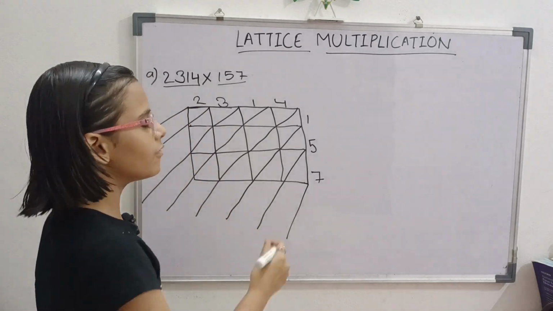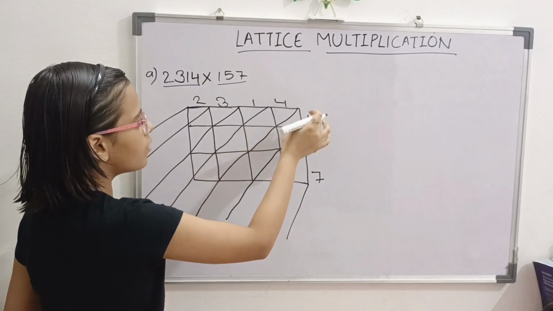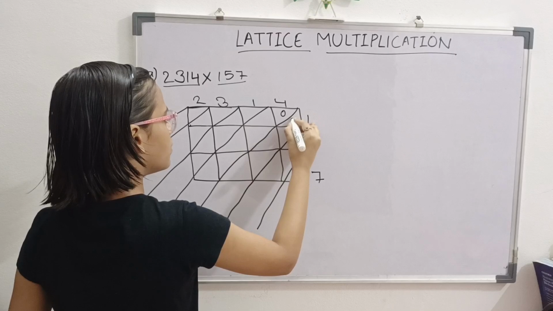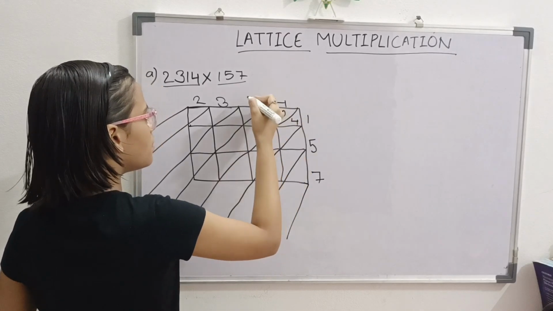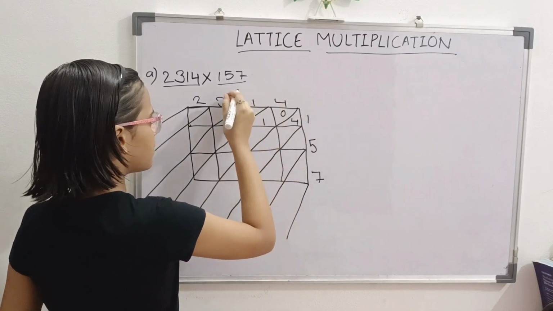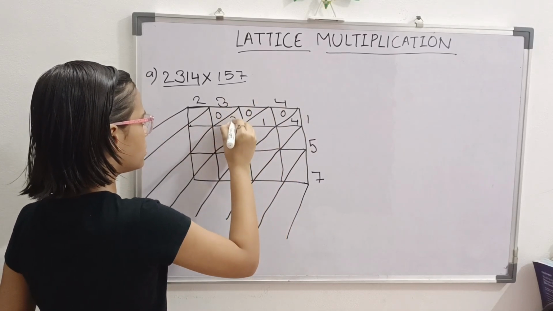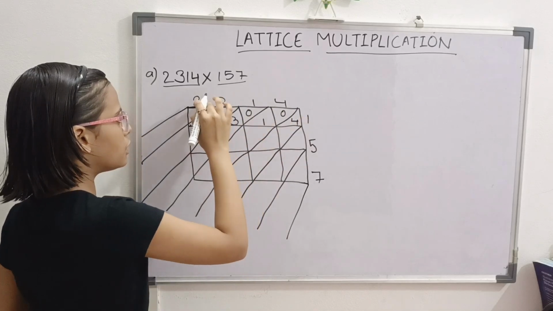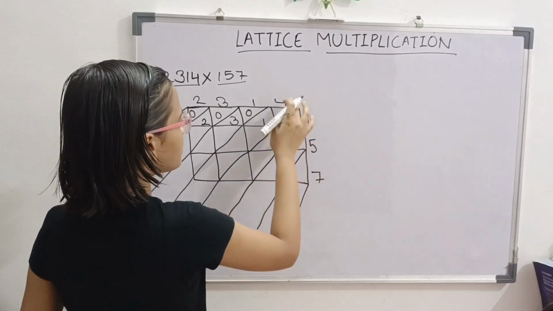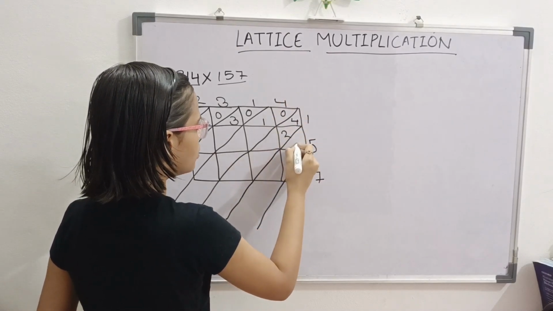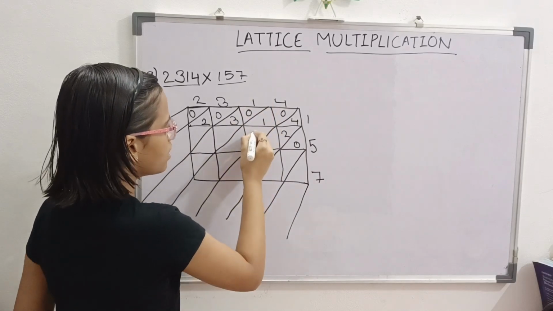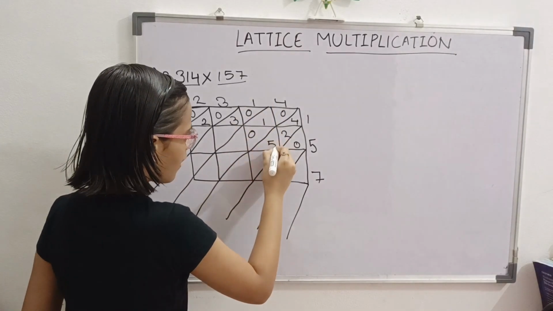And now we have to multiply these numbers. 1 multiplied by 4 is 4. So here we will write 4. 1 multiplied by 1 is 1. So we'll write 1. 1 multiplied by 3 is 3. 1 multiplied by 2 is 2. Then 5 multiplied by 4 is 20. 2 and here 0. 5 multiplied by 1 is 5. And so we'll write 5.